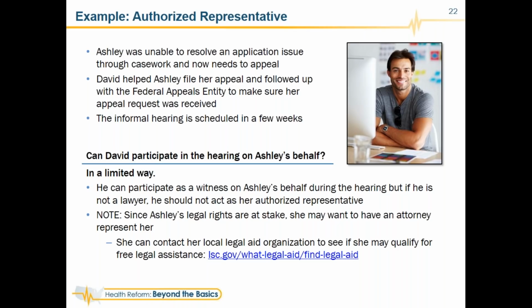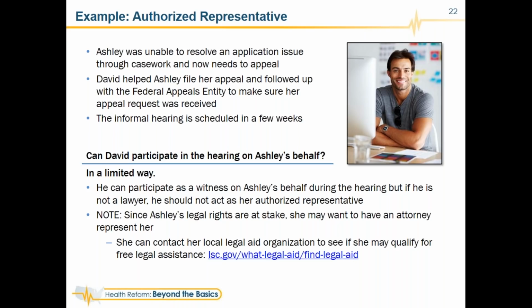Only in a limited way. He can participate as a witness. He can help explain information and how he may have helped Ashley during the application process, but he should not act as her authorized representative. So he should not be the one presenting information initially. He shouldn't be the one questioning Ashley. He really needs to serve in a secondary role.